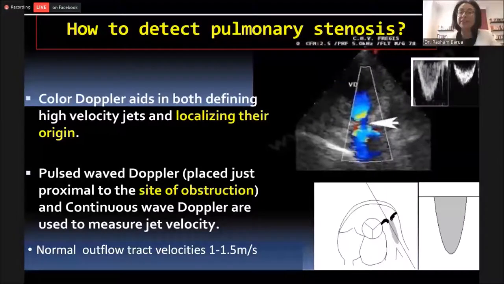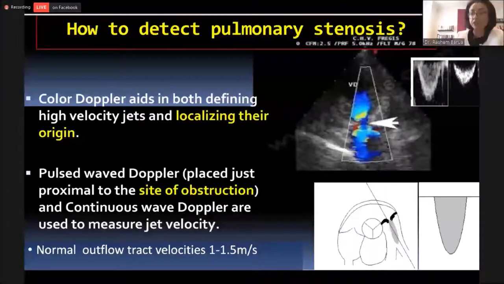And so how are we going to detect pulmonary stenosis? Well, we're going to use our color Doppler to look for those high velocity jets and to try and localize the origin.